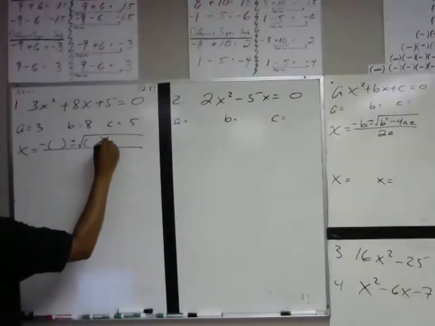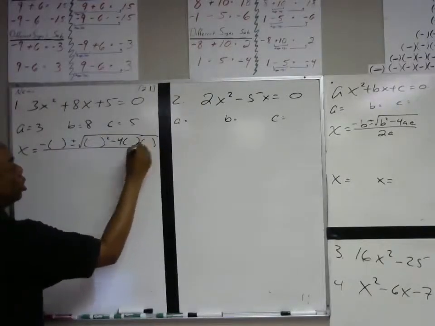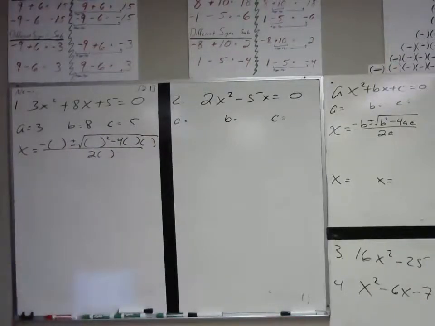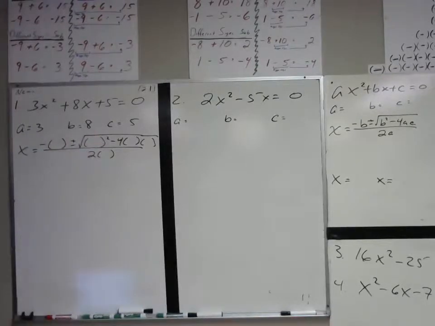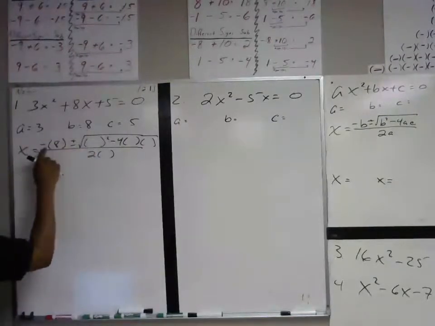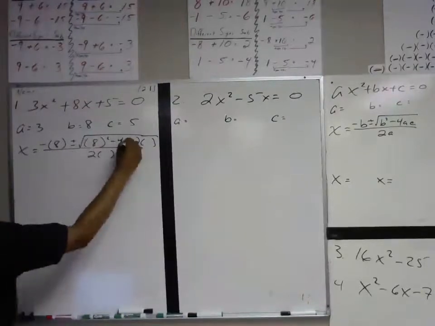Where b squared will go, this is where a will go, c, and this is a right here. So we're going to put the numbers actually into those. The opposite of b, b is positive 8, and the opposite is going to be negative 8. Here we'll put 8 again, so 8, 8. And then here we'll put 3. Here we'll put 5. And down here we'll put 3.